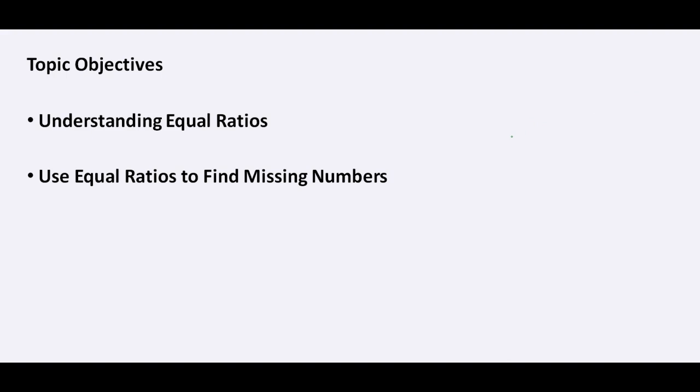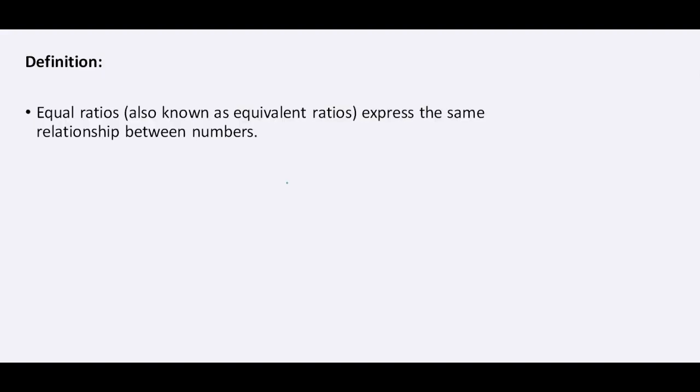Let us examine equal ratios. To do this, we will understand what equal ratios are, and then we're going to use equal ratios to find missing numbers in expressions or in equations. Equal ratios are also known as equivalent ratios, which means that they express the same relationship between numbers. So this is very important. They express the same relationship between numbers.